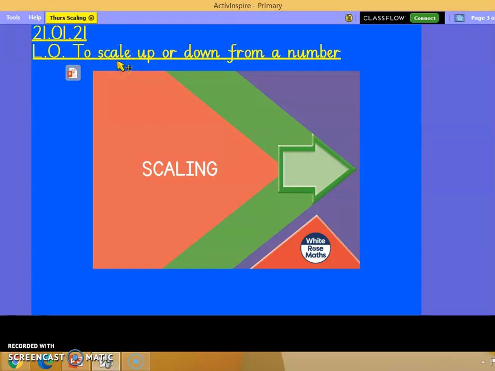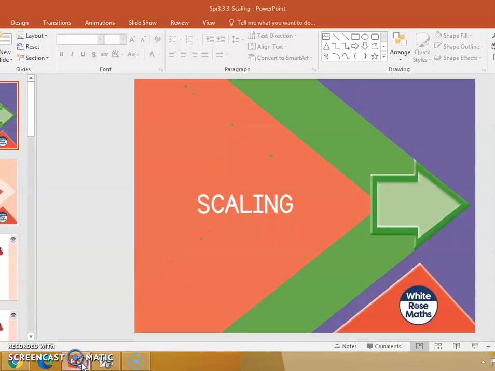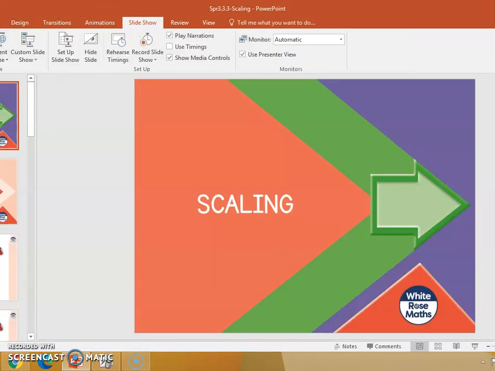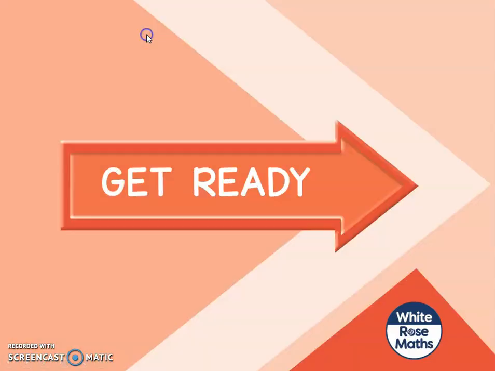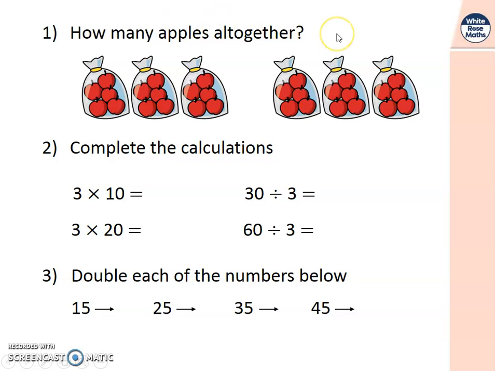We're learning to scale up or down from a number. Let's begin that learning. So, first of all, we're going to warm up our skills. Let's have a go at these together. Number 1, how many apples are there all together? Count how many in this bag. 1, 2, 3, 4, 5. Can you work out how many in all of the bags? Let's see how you did. So, there are 30: 5, 10, 15, 20, 25, 30.